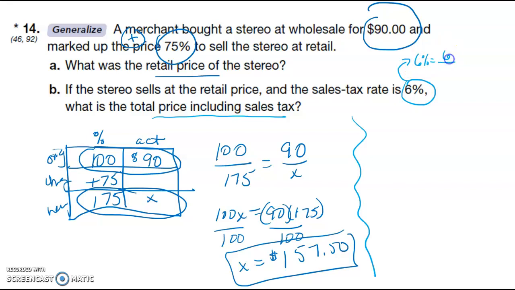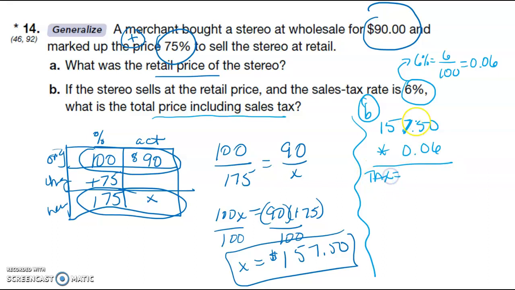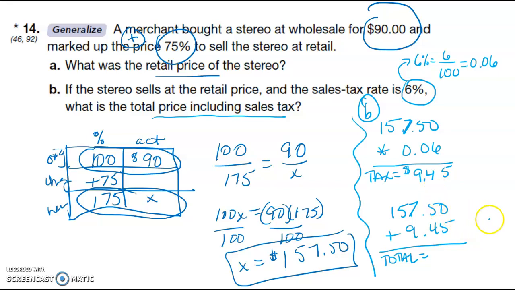So 6% is 6 per 100, and when I divide that, I get 0.06. To find the tax, 157.50, this is B, times 0.06 gives me the tax, which is $9.45. And then to find the total, I have to add the tax. This is the total. And I get $166.95. That's my answer.